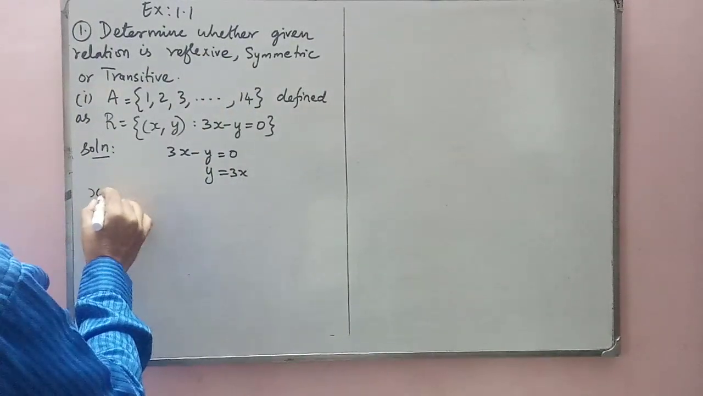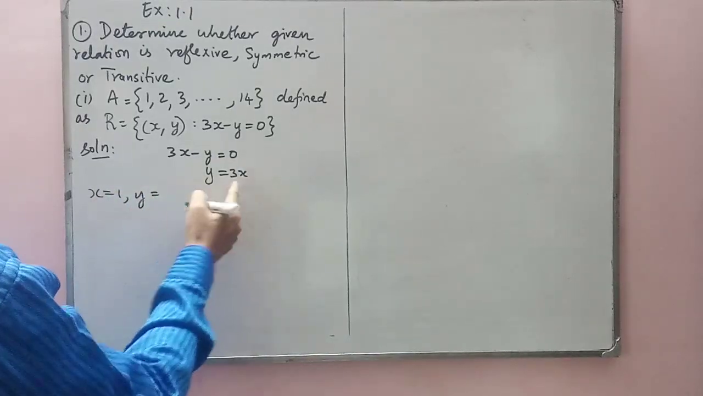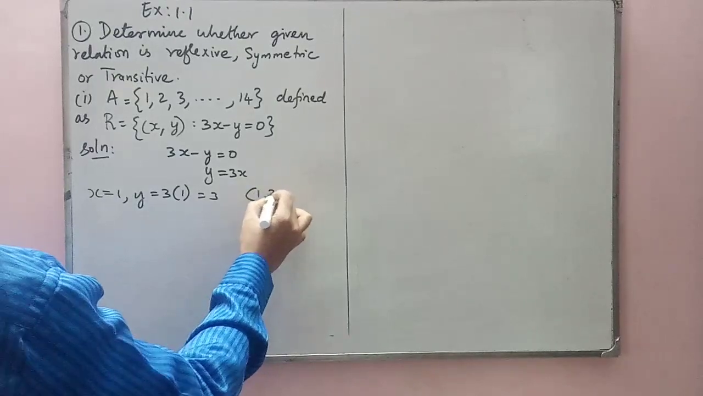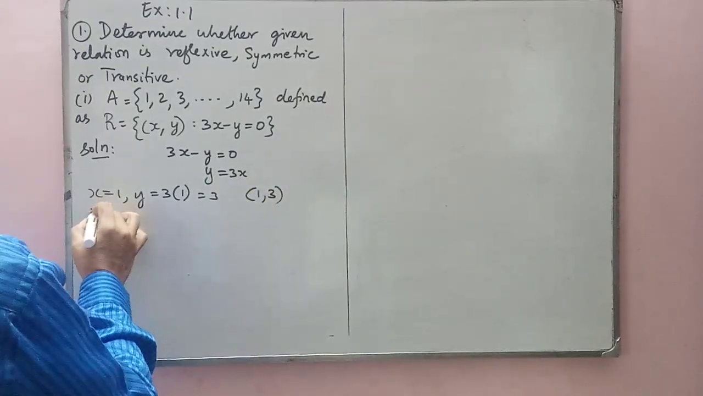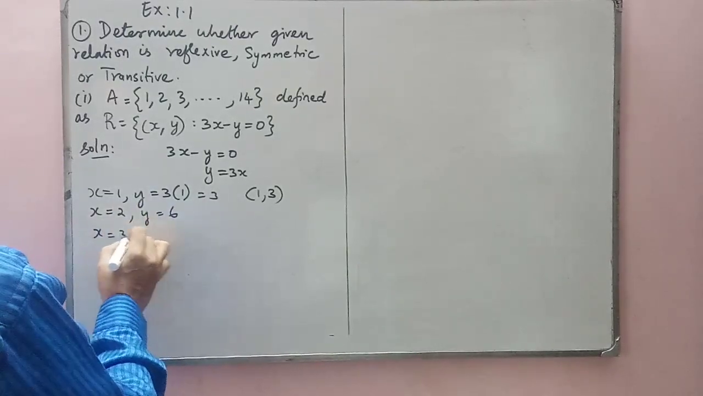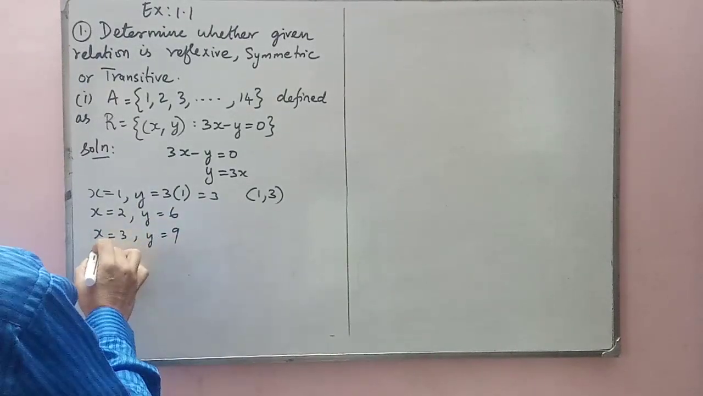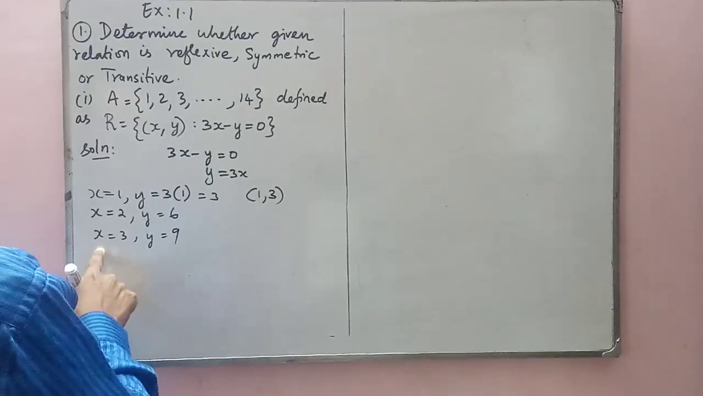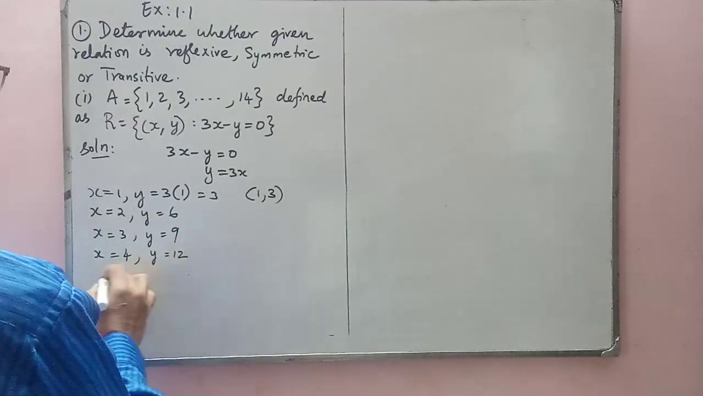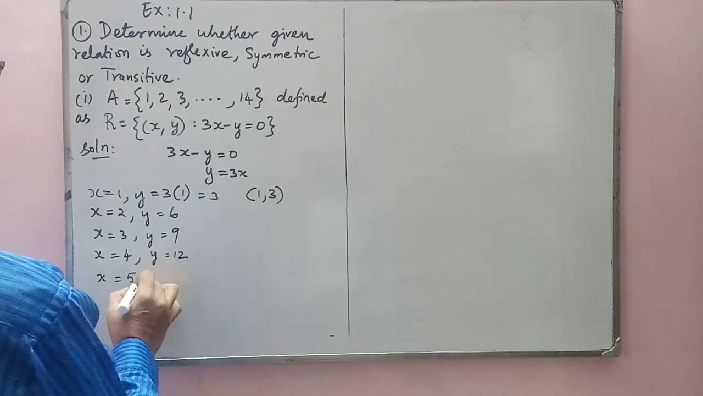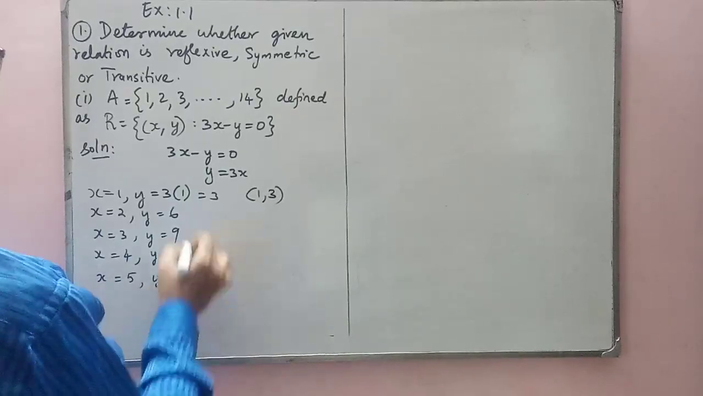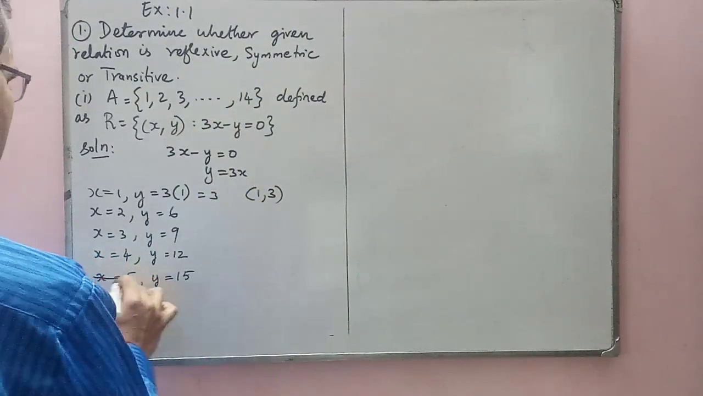When x equals 1, what will be your y? 3 times 1, right? So you have a 3. So you have one ordered pair as 1 comma 3. Then x equals 2, you have y equals 6. x equals 3, y equals 9. Then x equals 4, you have y equals 12. Then x equals 5, you have y equal to 15. But this cannot be taken. Why? Because you have up to only 14. So this is not possible.